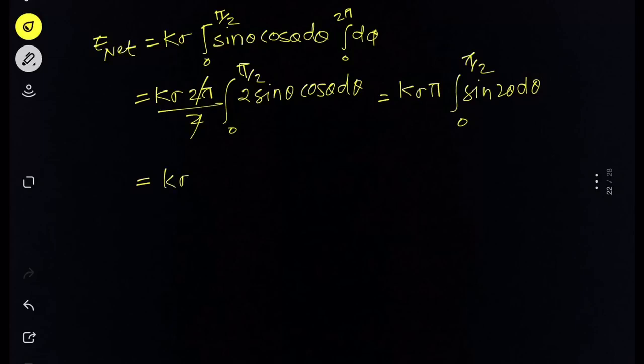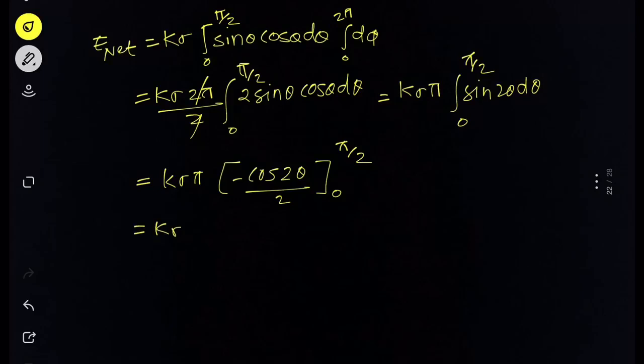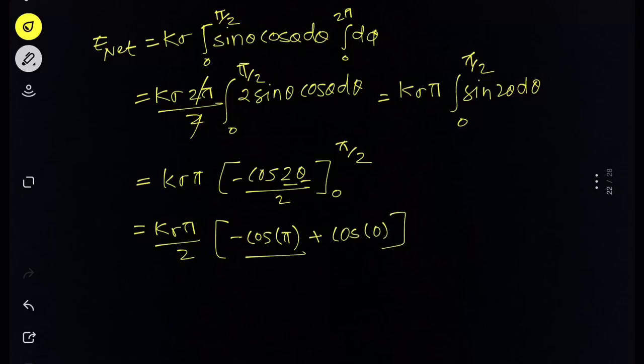So E net would be k sigma pi, and what is the integration of sin 2 theta? It is minus cos 2 theta divide by 2, and the variation is from 0 to pi by 2. So let me just take the 2 outside. So here we can write sigma k pi by 2 and minus cos this 2 theta. While we put pi by 2 we'll get minus cos pi, and again minus minus would be plus, and here we'll get cos 0. So cos pi is minus 1 and this minus minus 1 would be positive. So we'll have k sigma pi divided by 2, 1 plus 1, which is again 2, and here this 2 and 2 will get cancelled.